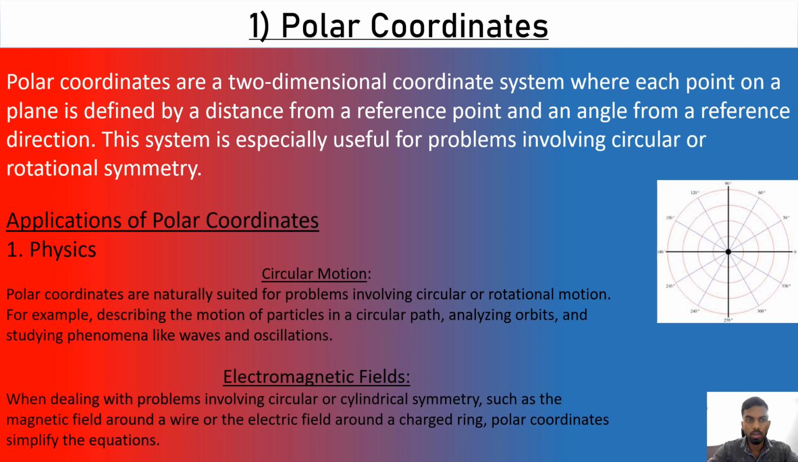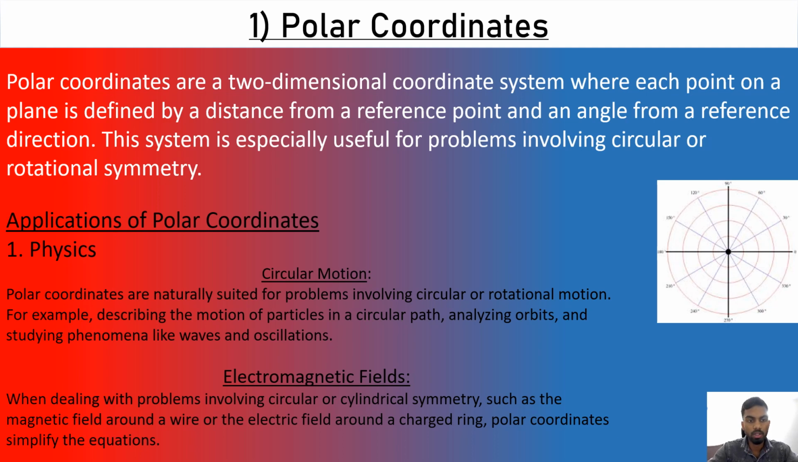Let's know about polar coordinates. Polar coordinates are a two-dimensional coordinate system where each point on a plane is defined by distance from a reference point and an angle from a reference direction. This system is especially useful for problems involving circular or rotational symmetry.